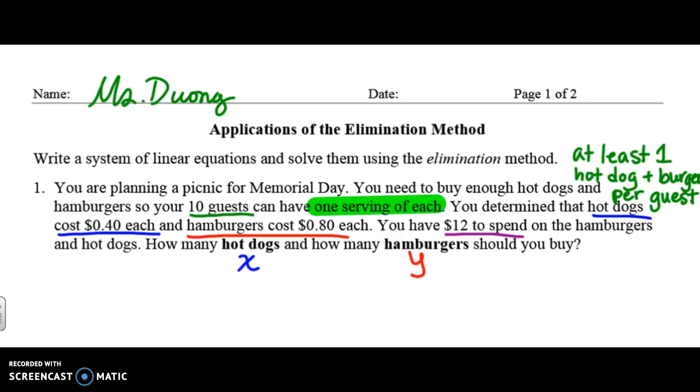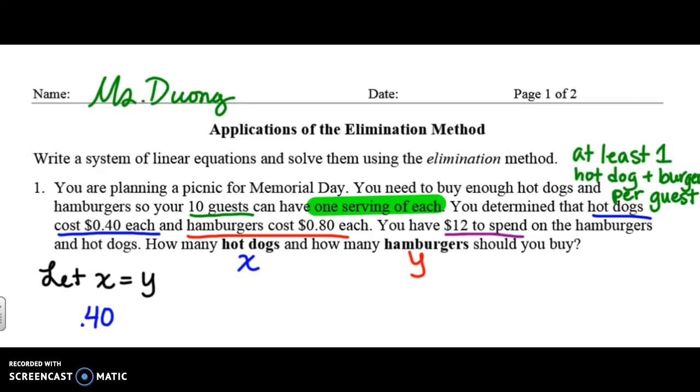We'll let hot dogs be represented by the variable x and hamburgers be represented by the variable y. So let x equal y, because remember, we want everybody to have at least one serving of each. So just in case, we want to make sure that we don't have way more hot dogs than hamburgers. It's alright if there's leftovers, because we can always have leftovers.